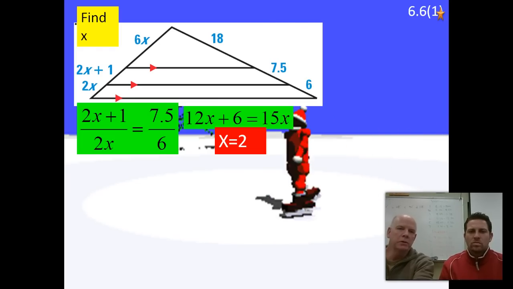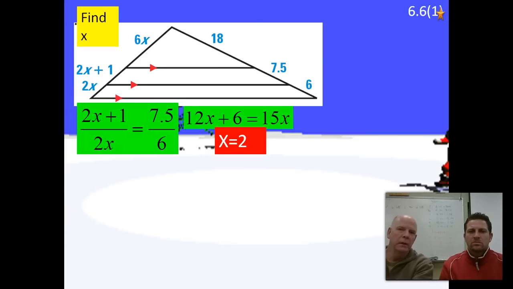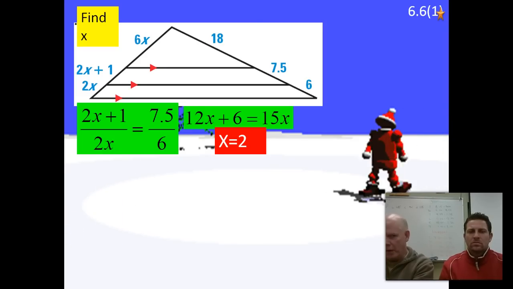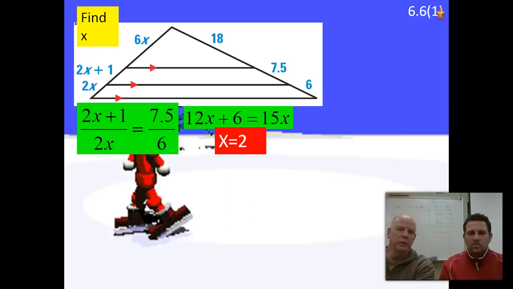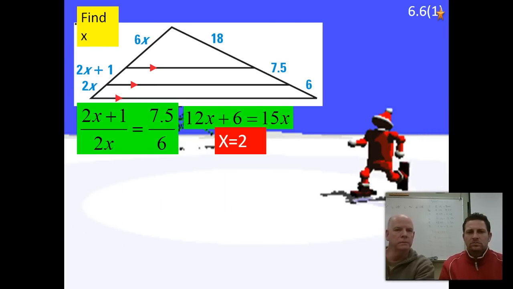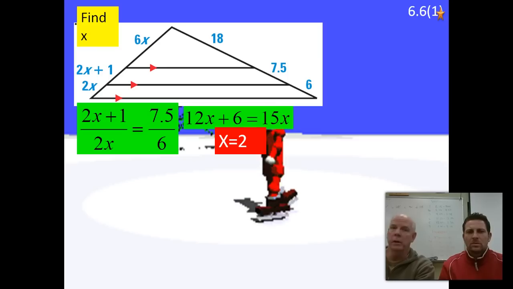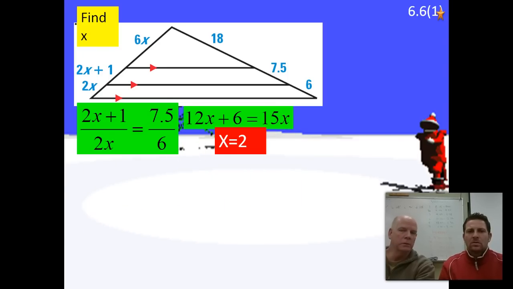The main key to this, of course, is being able to set up the original proportion. As long as you can see that the proportion is set up from middle side to bottom side on the left, middle part to bottom part on the right side, then the rest is just algebra, just solving the proportion like we did in the last video that we talked about. From section 1 we've been working on proportions in this chapter. So as long as you can set up the proportion correctly, you should be able to solve it.